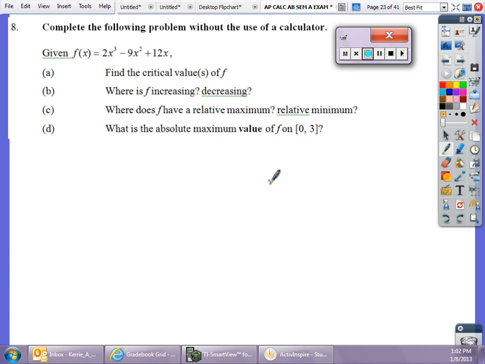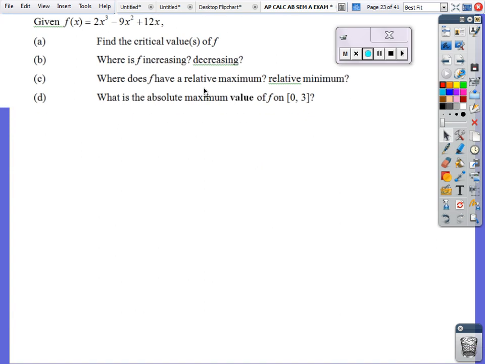All right, so we are going to start off with number 8. For each of these parts, the first thing I'm going to do is actually write in the definitions. So for letter A, the definition of a critical point, give me a little space. Critical values happen when f prime is equal to 0 or if f prime equals undefined.